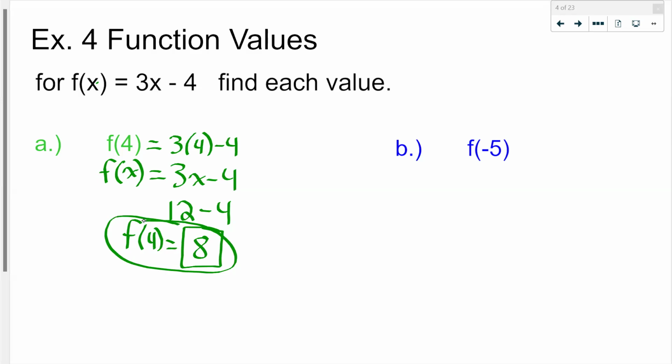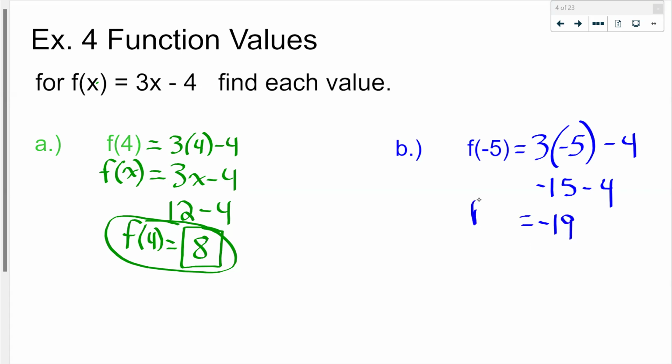That's what this says. So let's look at f of -5. Well, we're going to use the f function. So we're going to have 3 times, well, -5 is taking the place of the x. So we're going to have -5 take the place of this x. And now we just do the math. We have 3 times -5, which is -15. -15 minus 4 is going to give us -19. So we have f of -5 equals -19.